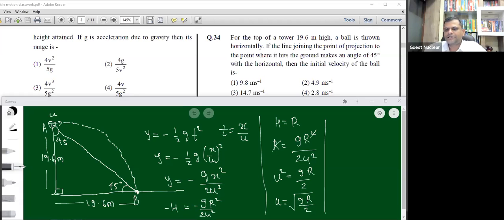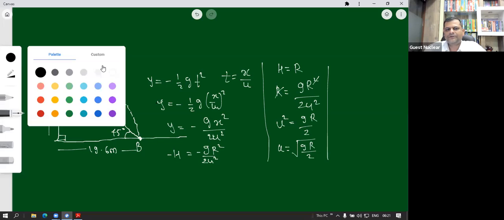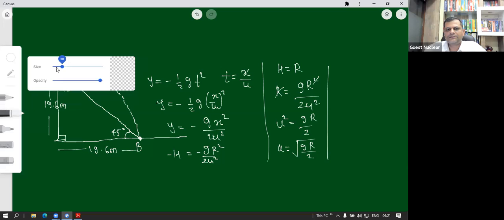Yes, so the value of g we already know, it is 9.8, and R is also there. The range we also already know, it is 19.6, right? So just replace all these values here and get the final answer.